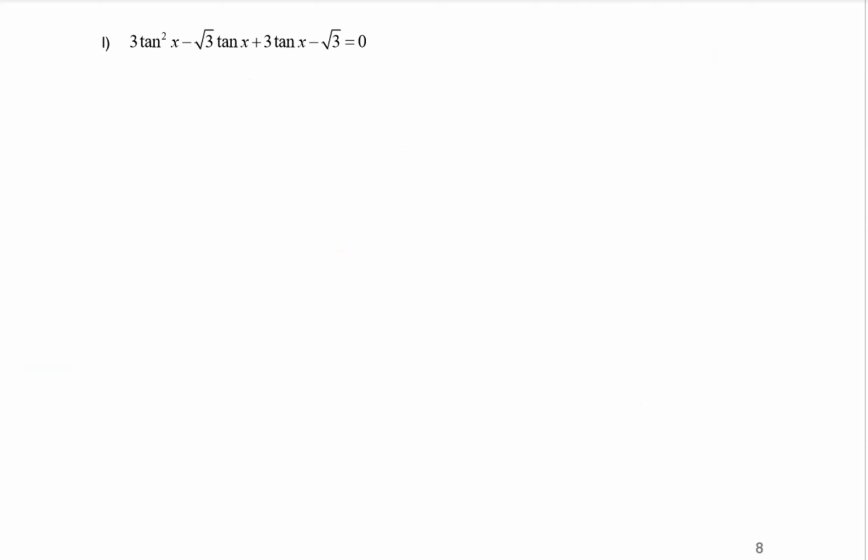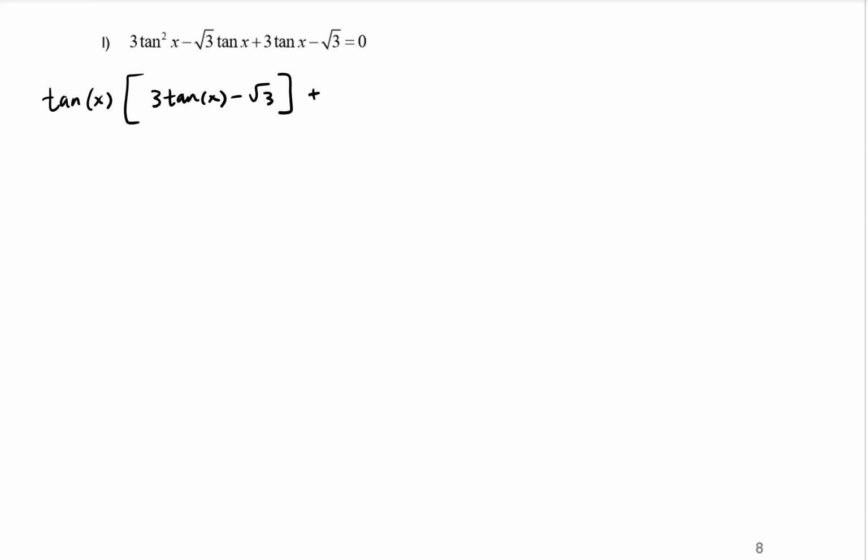Here in example L, we have 3 times tangent squared x minus square root of 3 tangent of x plus 3 tangent of x minus the square root of 3. And these have 4 terms on the left side of the equation. And so it looks like we might be able to utilize factoring by grouping. So in the first 2 terms, I'm going to factor out tangent of x. And then that's going to leave me with 3 tangent of x minus the square root of 3.